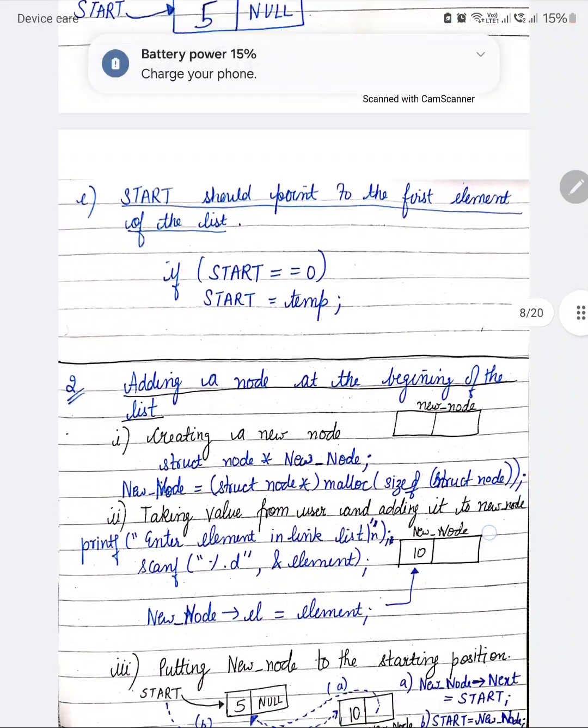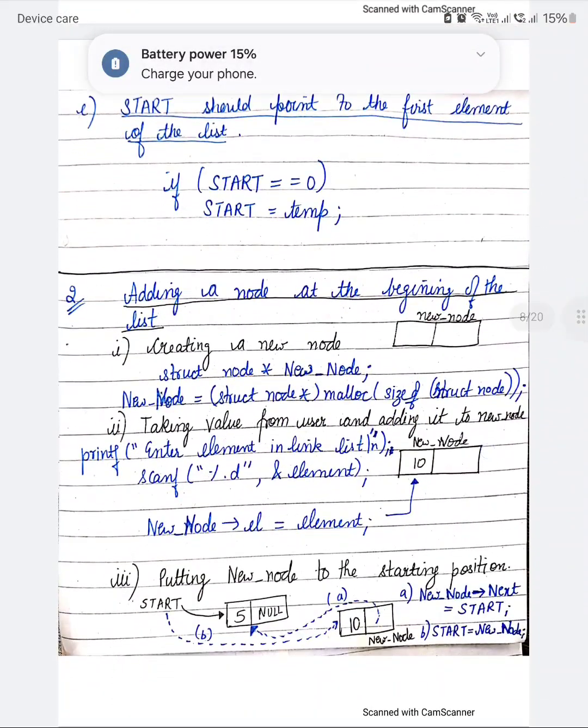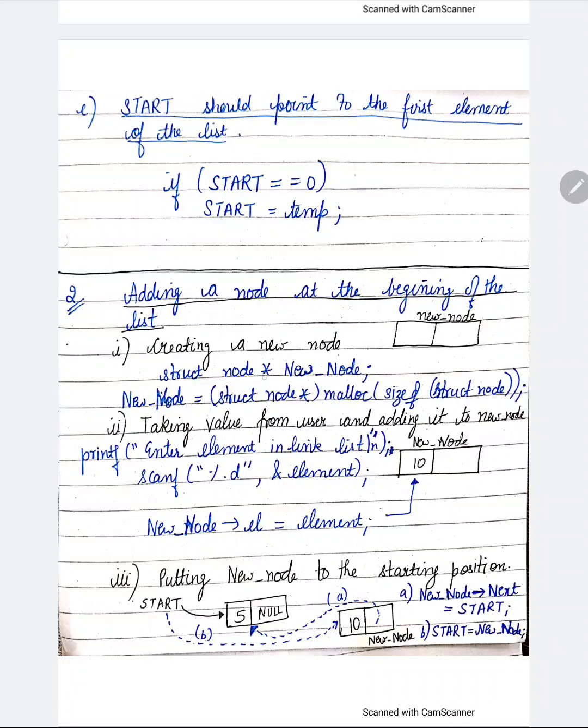All right, now we already have a node and we want to add another node at the beginning. So we will create a new node. Every time we create a new node, this is how it is done. Struct node pointer new node equal to, we assign memory to it, struct node pointer malloc size of struct node. Then we take the value from the user and we put that value, new node arrow el equal to element.